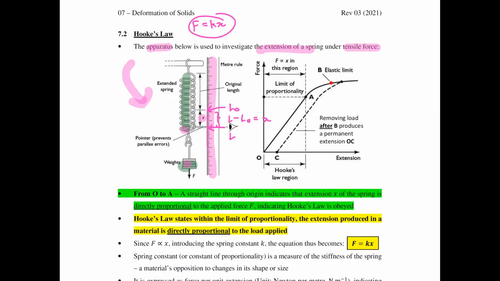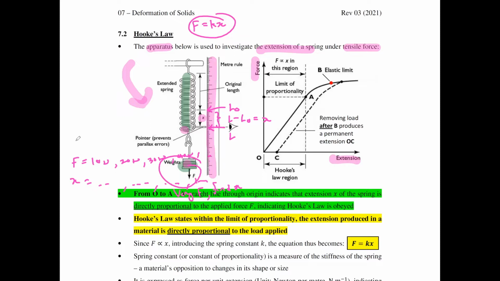So what you want to do now is vary the load and then find the extension. So maybe your F is 10 Newton, then going to 20 Newton, 30 Newton, 40 Newton, and so on. And then from there, you find the corresponding extension. All right.